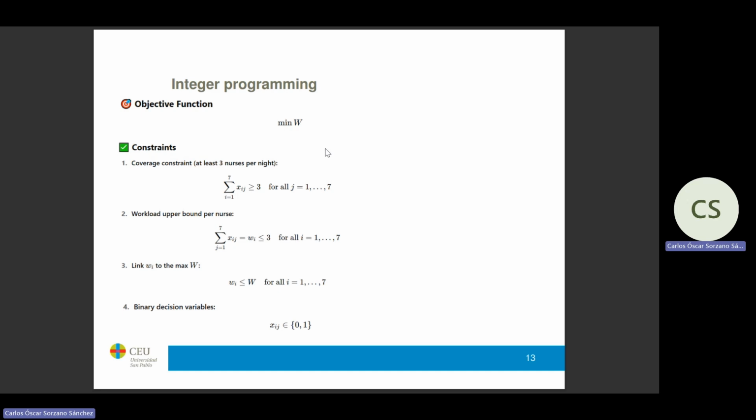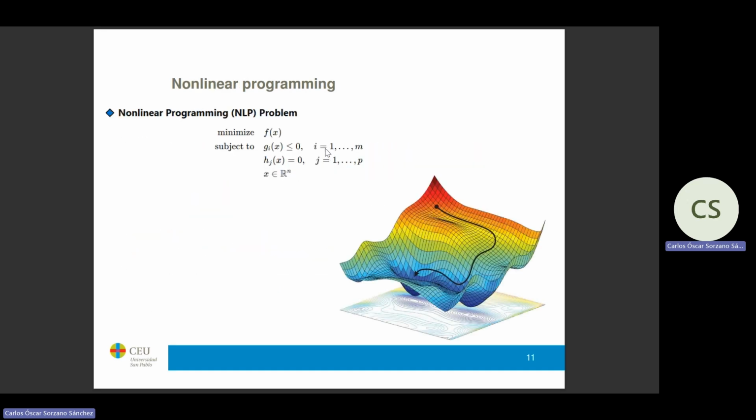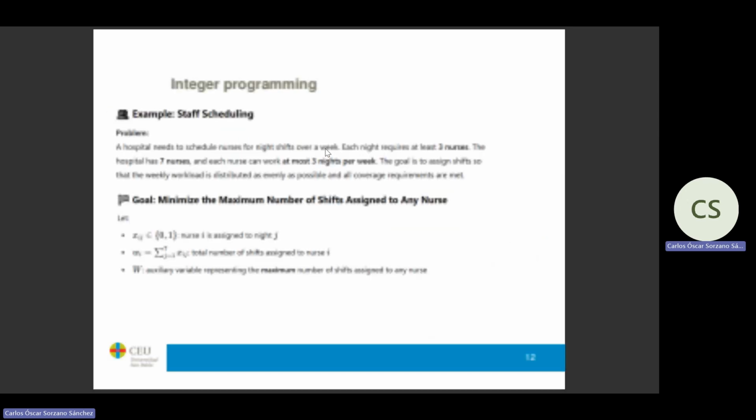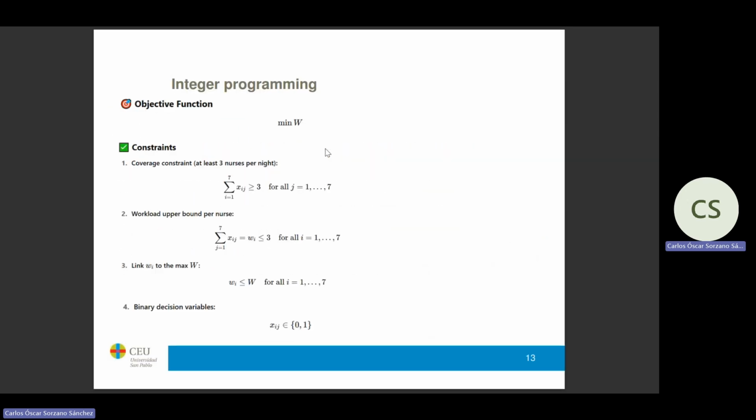And then there is another constraint: these xij variables can only take 2 values, 0 or 1. Note that this is what makes this problem different from all the others we have seen so far, because now xij cannot take any value. In nonlinear programming, x could take any value, so it could be 0.5 if you want. But no, here you cannot. Either you work for the whole night or you don't. So now the solutions have to be integer values, and that is what makes this problem different.